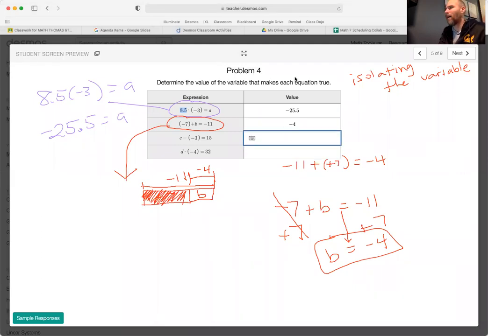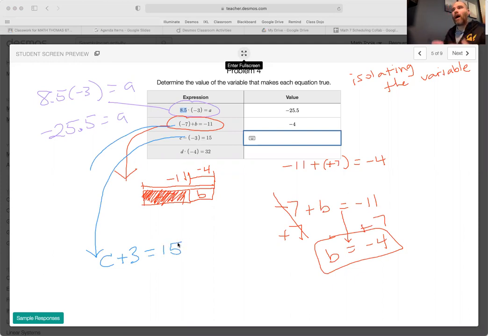Okay, next we have C minus -3 equals 15. So I'll work this one right here. So first thing I'm going to do is I'm not going to even write minus -3. At this point, you should know that minus a negative is the same as plus positive. So I'm going to write C plus 3 equals 15.